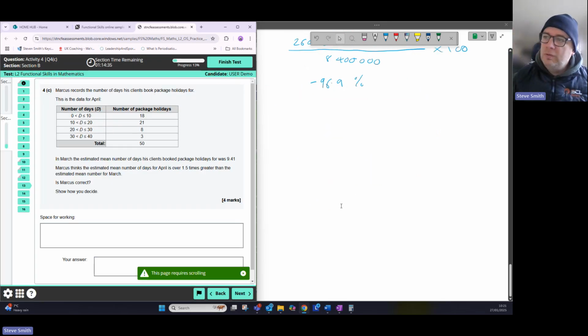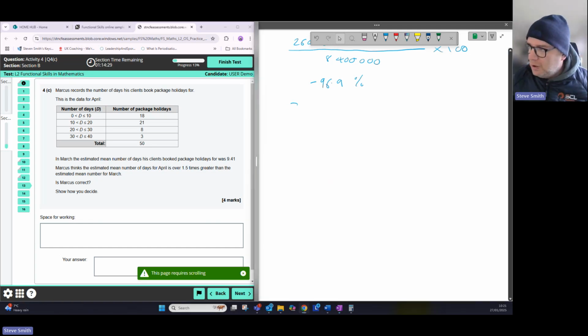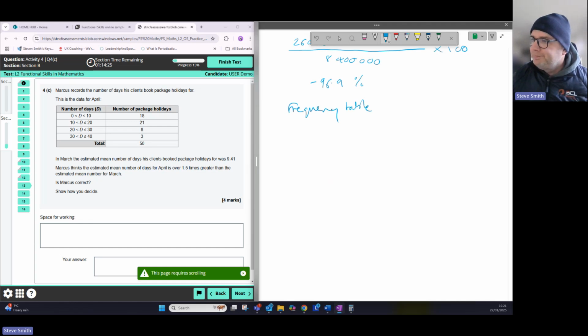A 4 mark, a bit more involved. Straight away, when you see the equal to and less than, we're thinking of our lovely friend the frequency table. And with a frequency table, it's worth 4 marks, so it's definitely going to be more involved than just doing the frequencies, but it's the process. The frequency table process is always the same: midpoint, total.